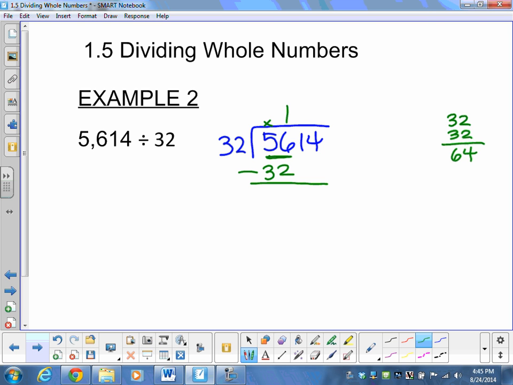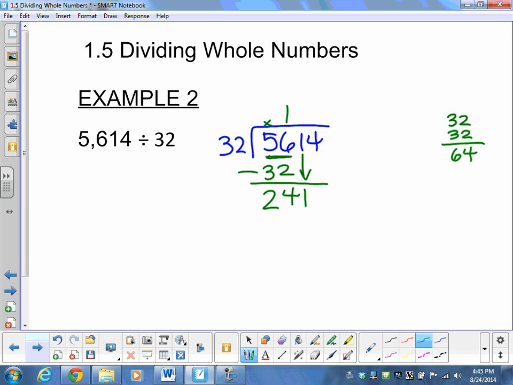And we have to subtract to see what's left over. 6 minus 2 is 4. 5 minus 3 is 2. So we have 24 left over. I'm going to bring down the next number, which is a 1. So now we start this process all over again. We need to decide how many times does 32 go into 241.